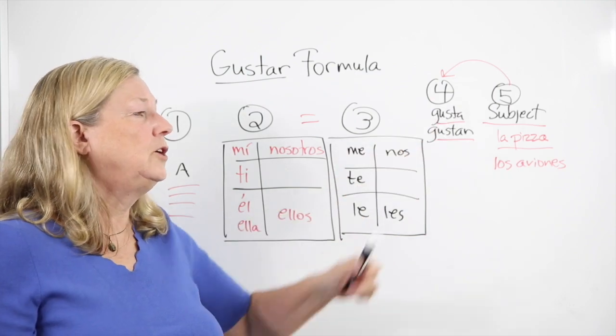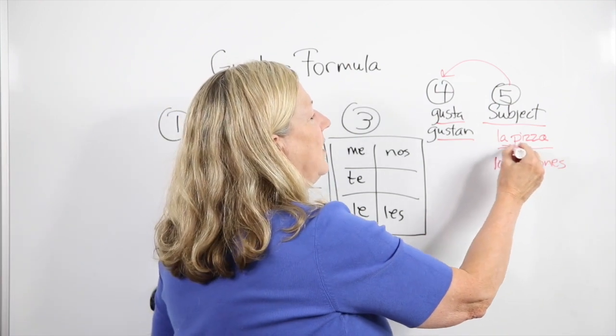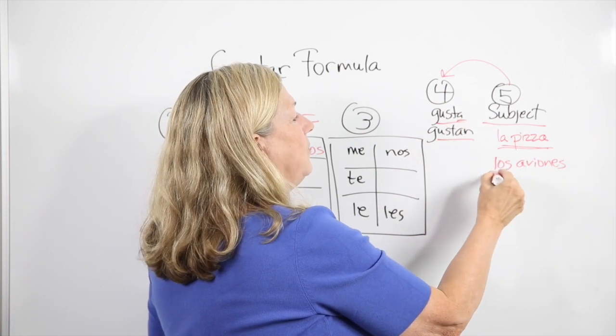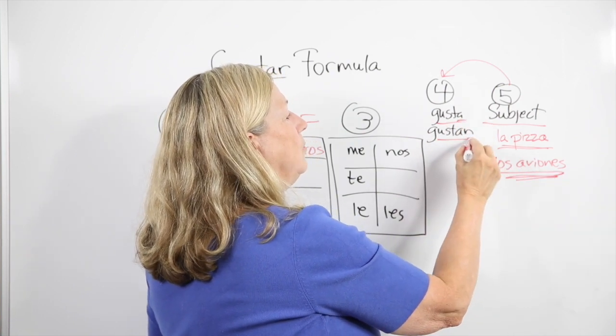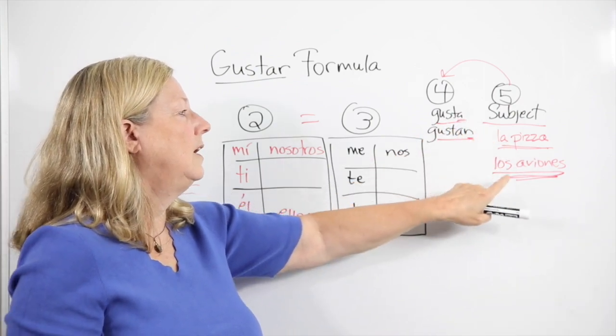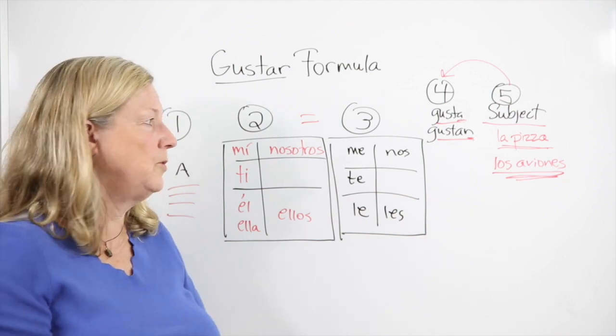Well, how do I choose between gusta and gustan? How do I choose? Well, is the subject one thing? Then it's gusta. That's an A, by the way. If the subject is more than one thing, gustan. So, pizza is one thing, so gusta. Aviones is plural, so gustan. So I'm just conjugating my verb is what I'm doing.